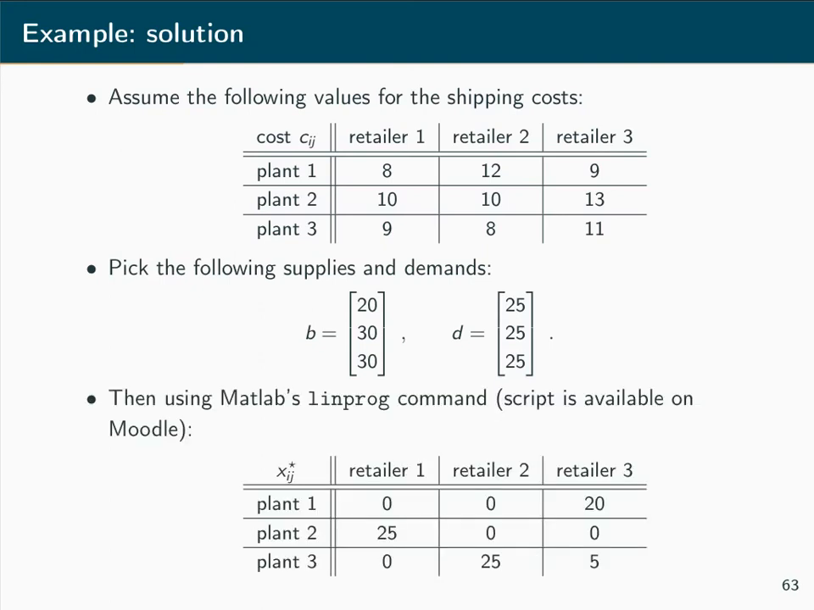Now, we can just use any standard LP solver. In this case, it was MATLAB's linprog command in order to solve for the optimal shipment quantities. The optimal shipment quantities are shown in the table below. We call them x_ij marked with a star. So the star stands for the optimal value. And the indicated values represent the optimal shipment quantities between each of the plants 1, 2, and 3 and each of the retailers 1, 2, and 3.